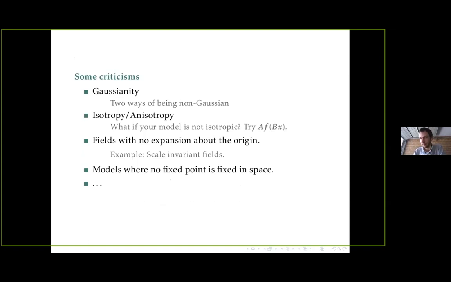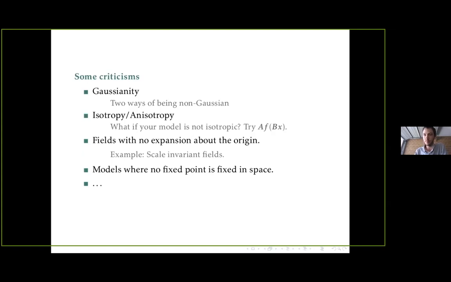Some quick criticism. One of the things is you might want to get rid of this Gaussianity. Because I'm a little short on time, I'm not going to say too much about it. When you want to generalize things to a non-Gaussian field, it's worth noting there's only one way to be Gaussian, but there are many ways to be non-Gaussian. So it's not always clear what people mean when they say non-Gaussian in this setting.